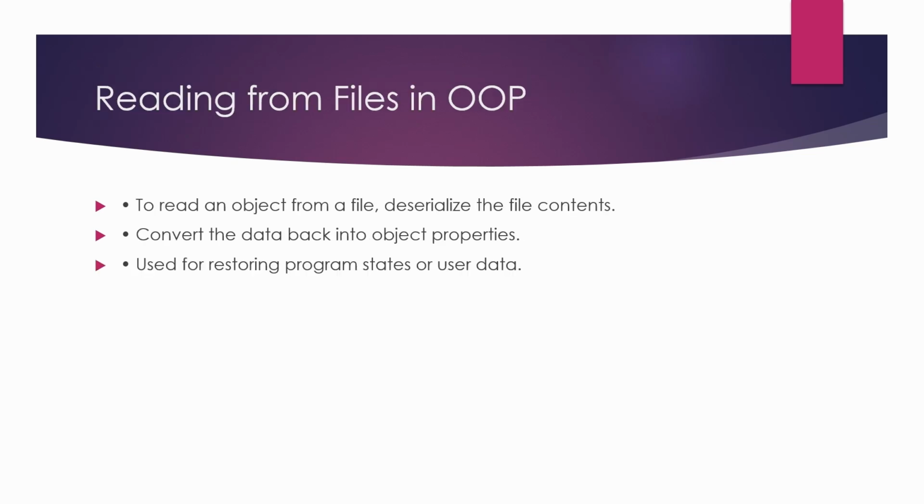Just as we write objects to files, we can also read them. To do this, the data stored in the file needs to be deserialized. This process converts the stored data back into an object that can be used in our program, making it possible to restore program states or load user data.